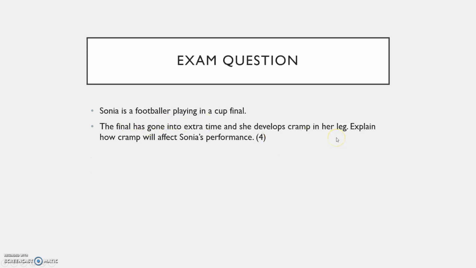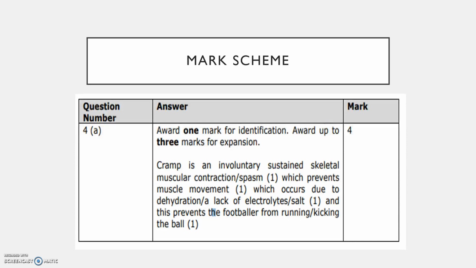Sonya's a football player in a cup final. The final has gone on into extra time, as I said, towards the end of the game, and she develops cramp in her leg. Explain how cramp will affect Sonya's performance. Pause and give it a go. The answer you should have is, first of all, explain what cramp is.